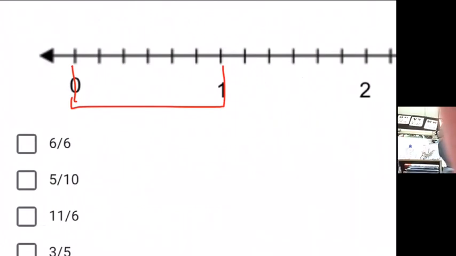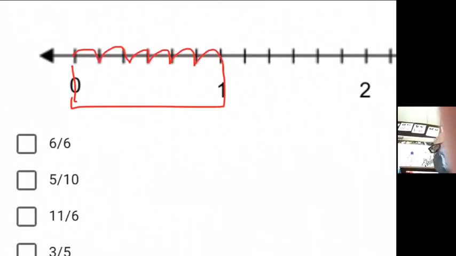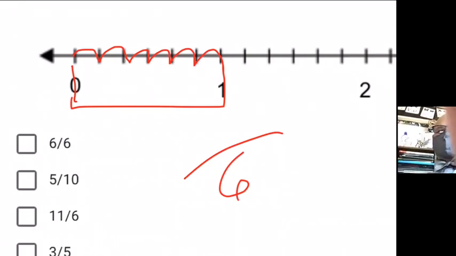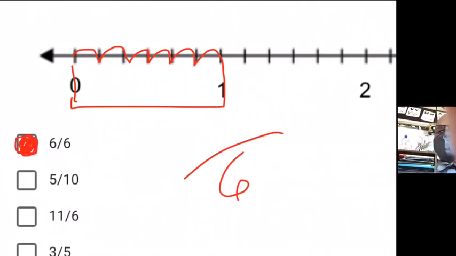Well, it's broken up into 1, 2, 3, 4, 5, 6. So the denominator is going to be 6 no matter what. That's how this number line is broken up. 6 over 6 and 11 over 6. Those are the only 2 answers that have 6 as a denominator.